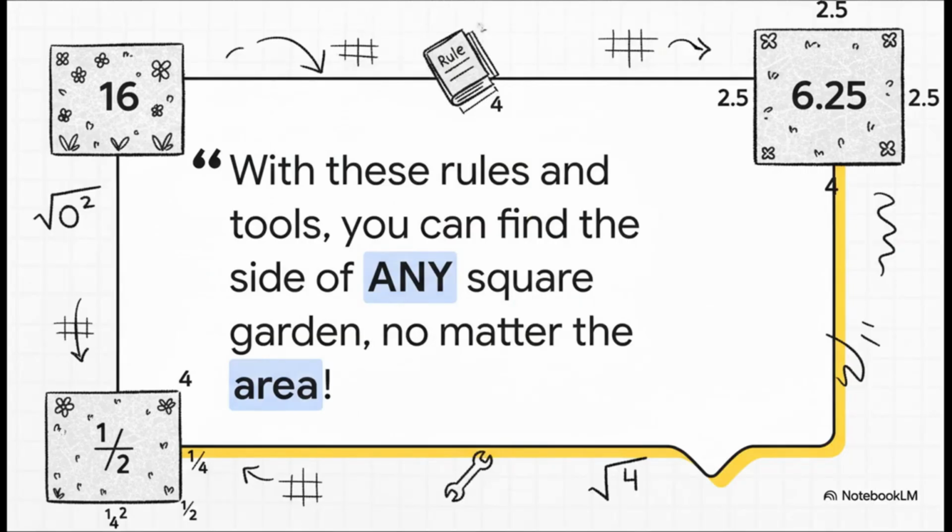And really, that's the big takeaway here. You are now officially equipped to find the side of any square garden. It doesn't matter if the area is a whole number, a weird fraction, or some messy decimal. You've got the rules and the tools to find the answer.